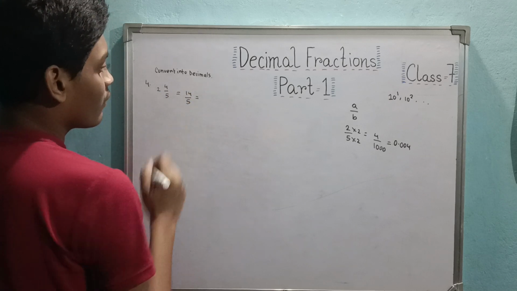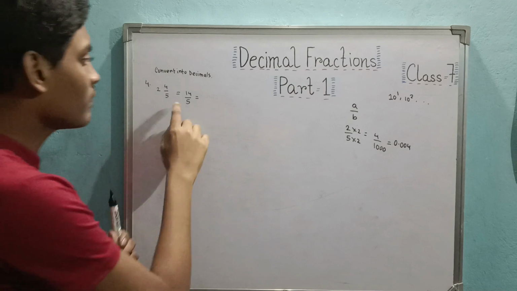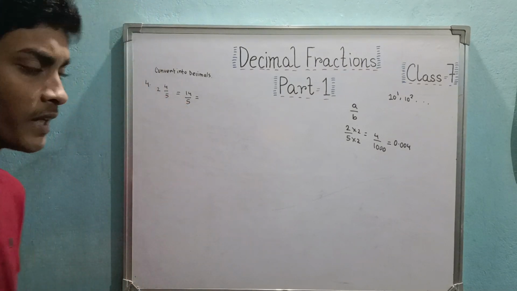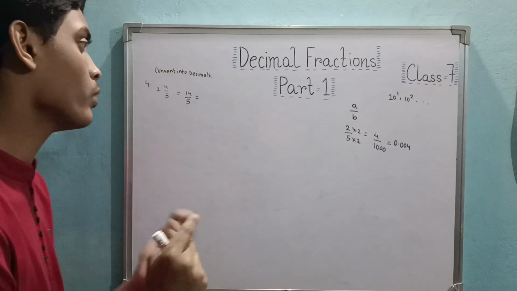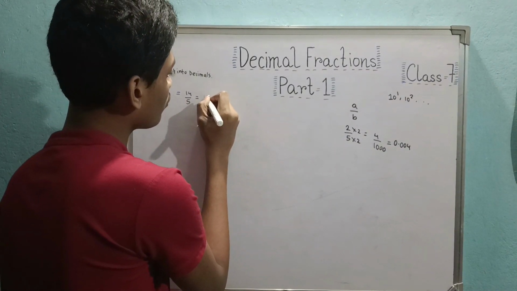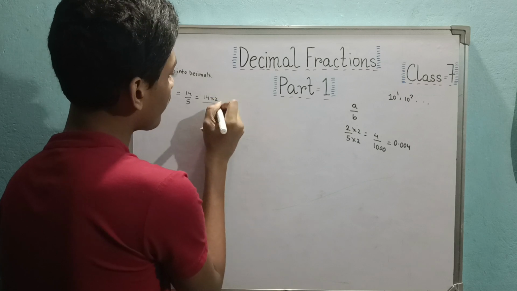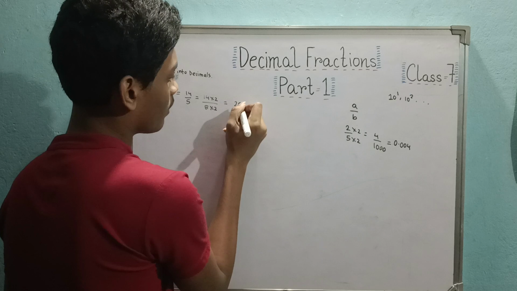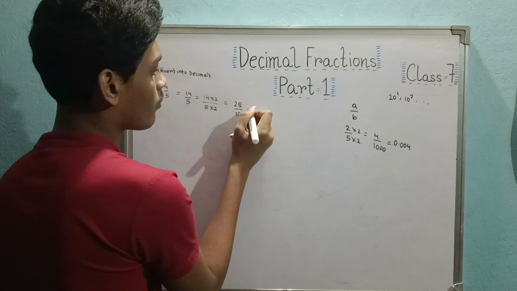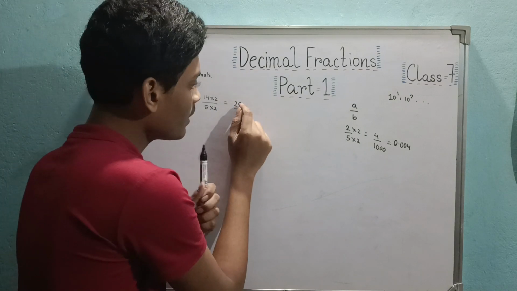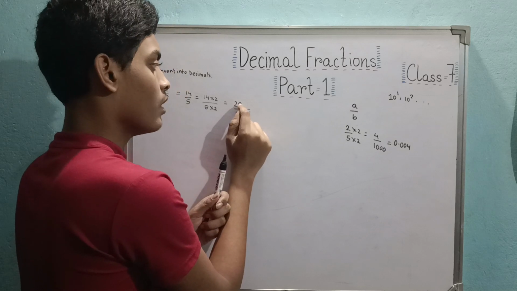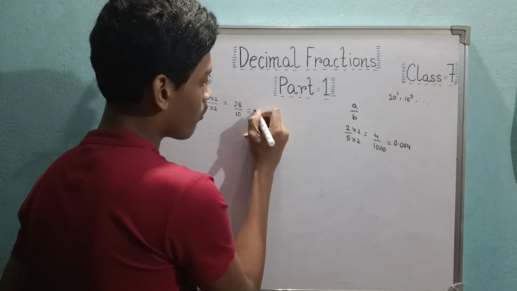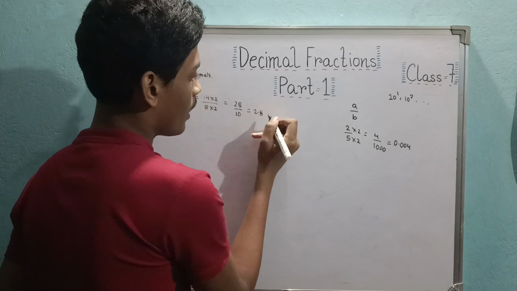Now what I can do is, see, I have to make this denominator a power of 10. Can I do it? Yes. If I multiply the denominator by 2, it will be 10. So I have to multiply the numerator by 2 as well. It's equal to 14 into 2 by 5 into 2. Equal to 28 by 10. Now this means what? 1 0 is there. From right hand side, after one place, the point will be placed. So between 2 and 8, the point will be there. So 2.8. And that's it.